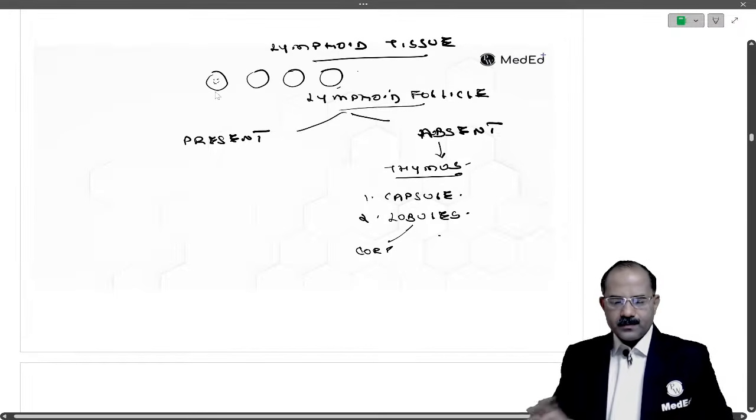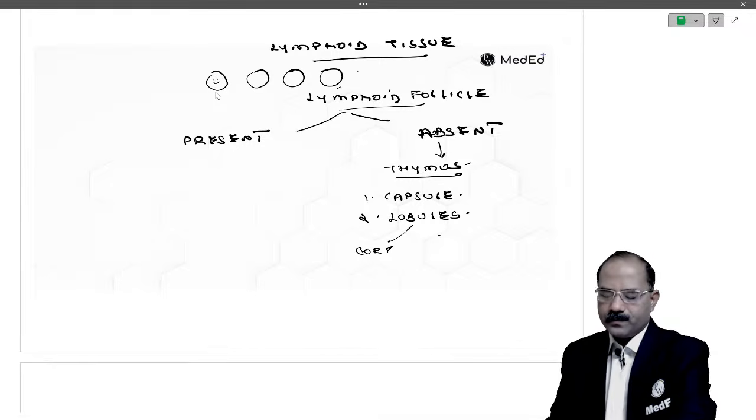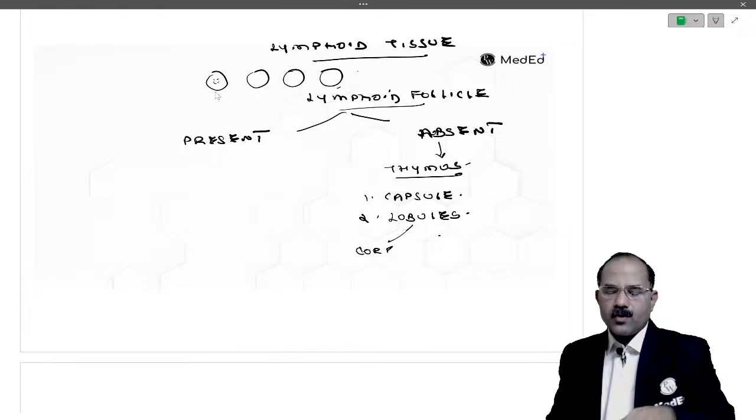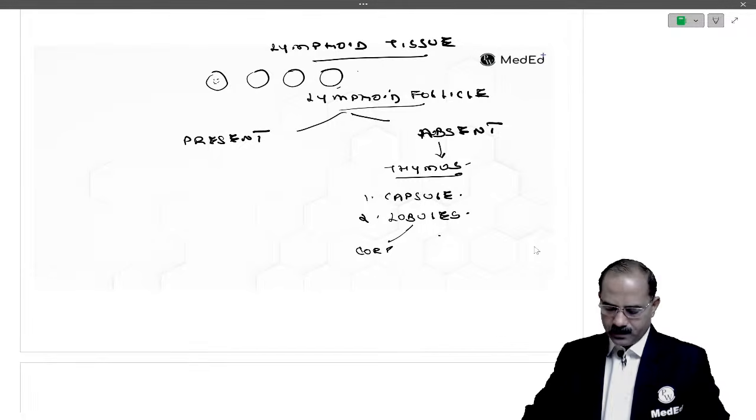The Hassel's corpuscles are characteristic of what? Thymus.